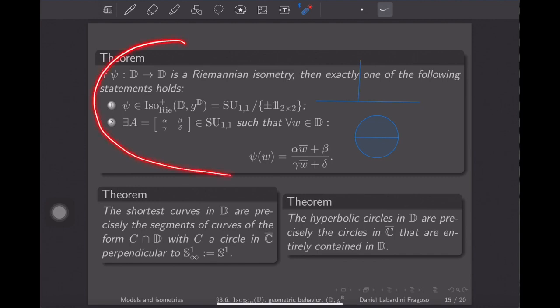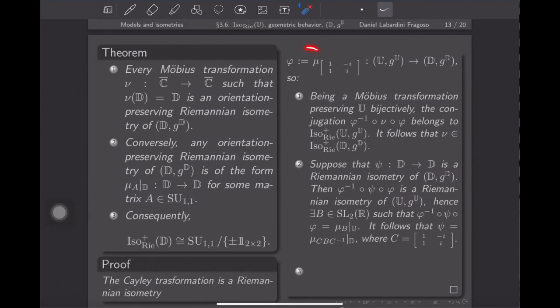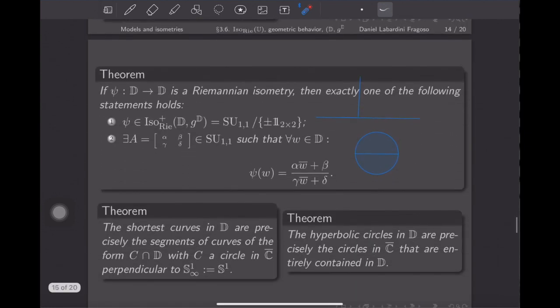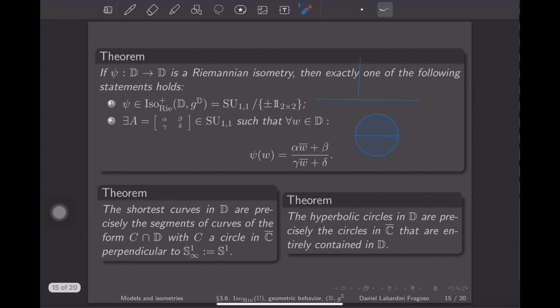The proof, I leave it as an exercise. You pretty much by now should know how to prove it. You have to conjugate with the Cayley transformation or its inverse. Yeah, and then at least the basic idea should be clear, and I leave you to work out the details.